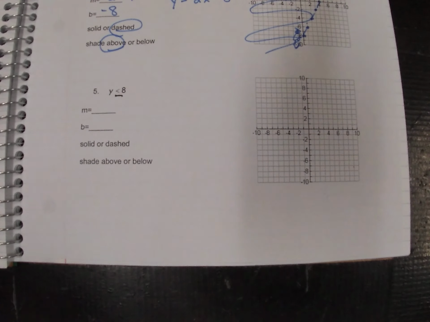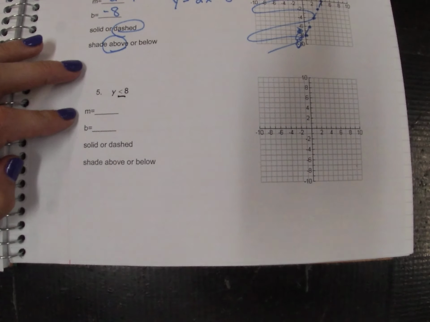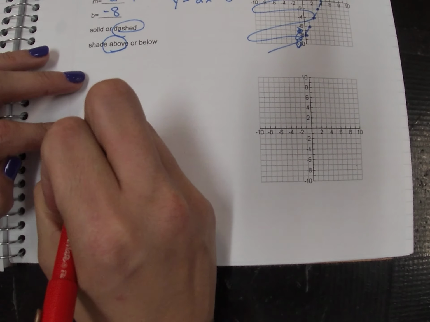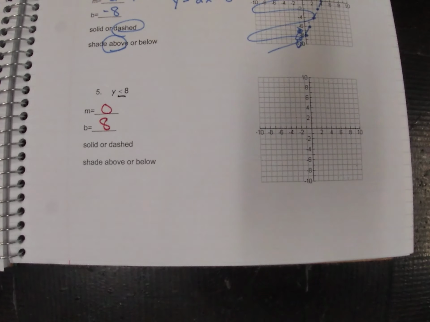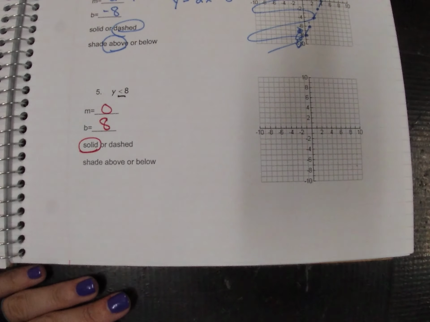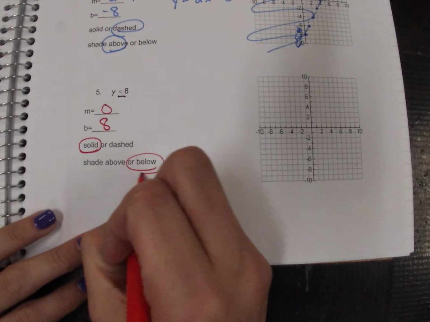For this one, if we're graphing this, our m, remember we don't see any x's at all, so our m is going to be 0. Our b is going to be 8. This inequality symbol tells us to use a solid line. And we are going to be shading this below.